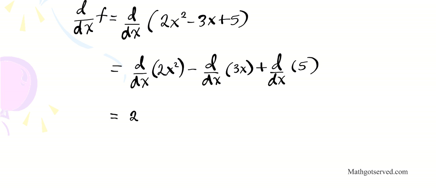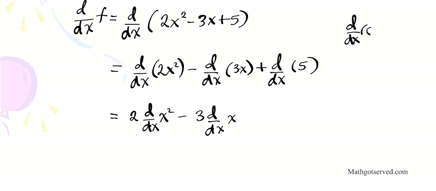We have 2 times the derivative of x squared. And in this one, I can also factor out a 3 because of the constant multiple rule: 3 times the derivative of x. And then for this last term, you're going to use the constant rule. Remember the constant rule, the derivative of a constant is what? 0. So this is going to be plus 0. Now let's apply the power rule here.